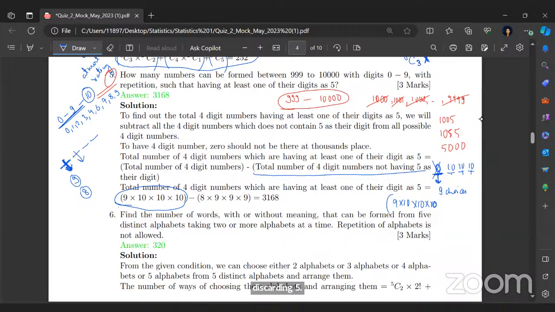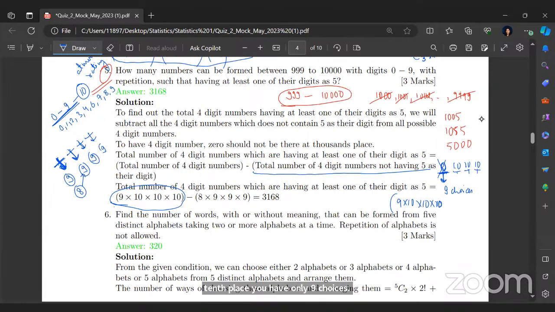So again, for the 100th place, initially you had 10 choices, but now you have only 9 choices, right? Similarly for the 10th place, you have only 9 choices, and similarly for the 1st place, you have only 9 choices. So how many ways can you make such numbers that do not have 5? That would be 8 times 9 times 9 times 9, right? This is what we have done here.